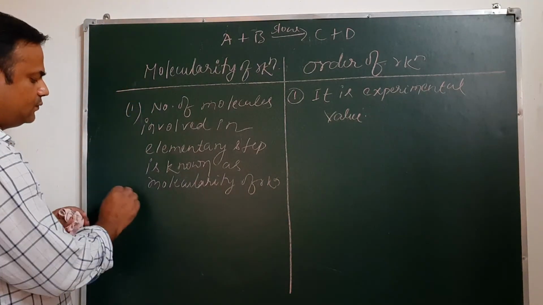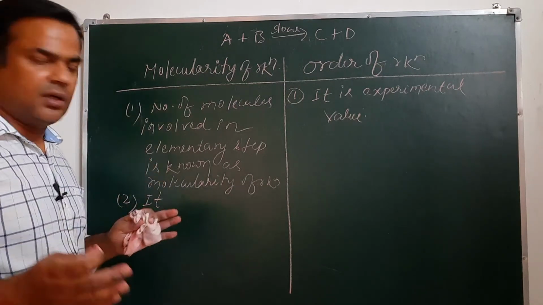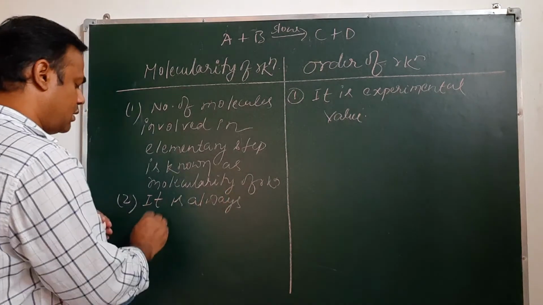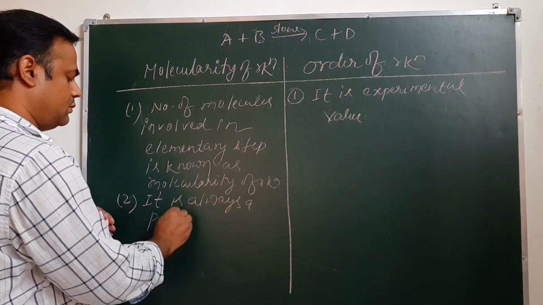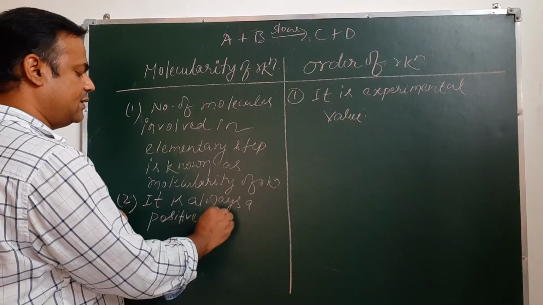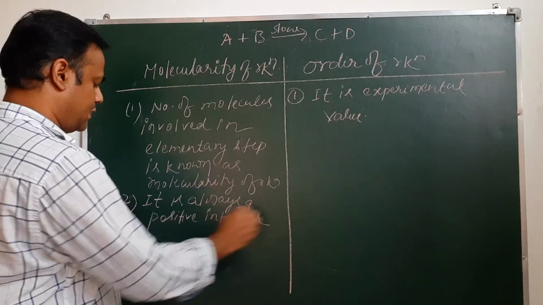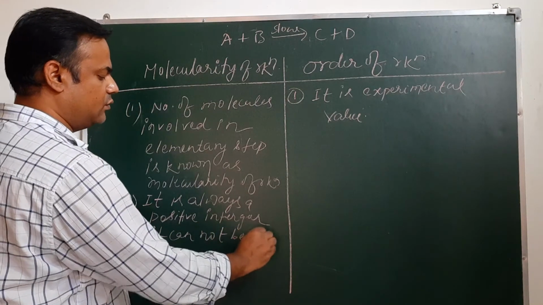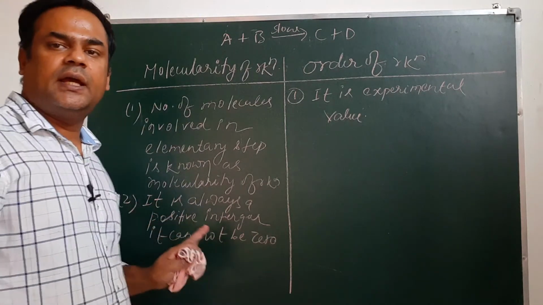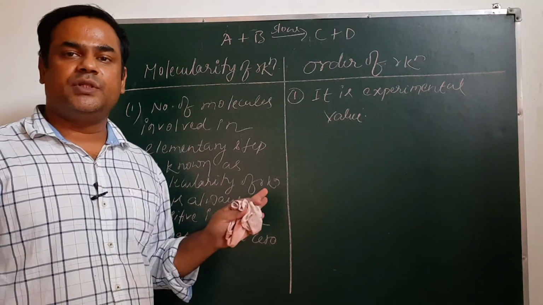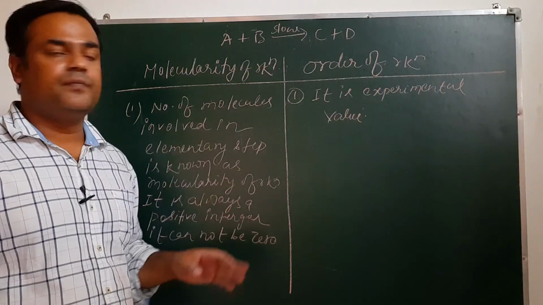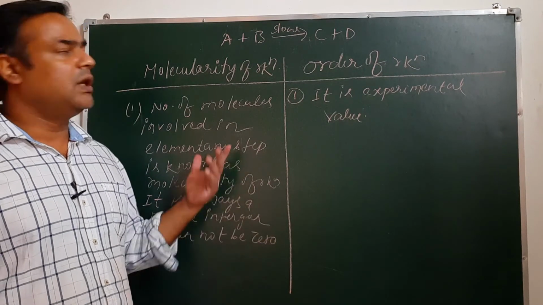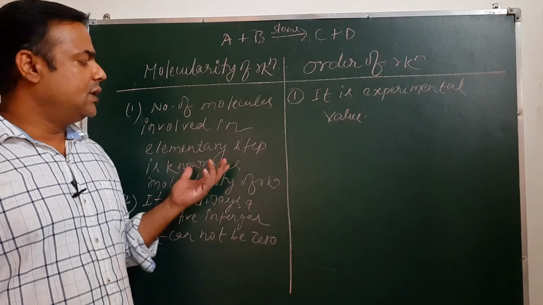Second point is, it will be always a positive integer. It cannot be zero. Molecularity of reaction cannot be zero. We cannot say that in this reaction zero molecules are involved. If molecule is not there, then how is chemical reaction possible? Without molecule we cannot imagine the chemical reaction.